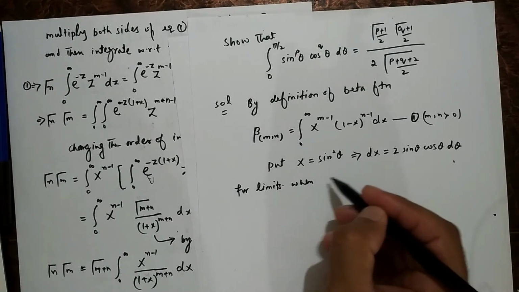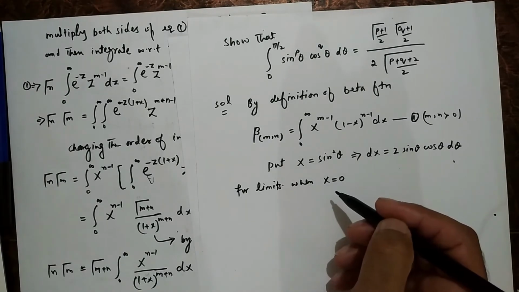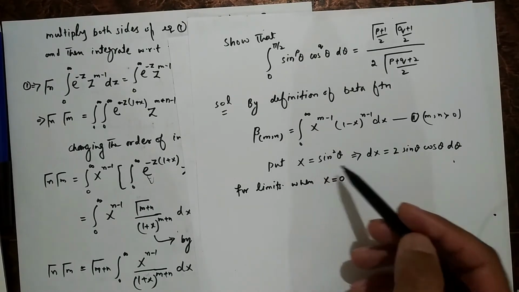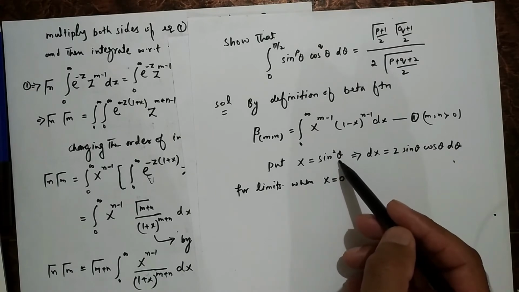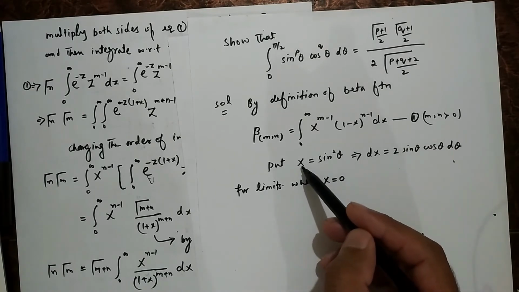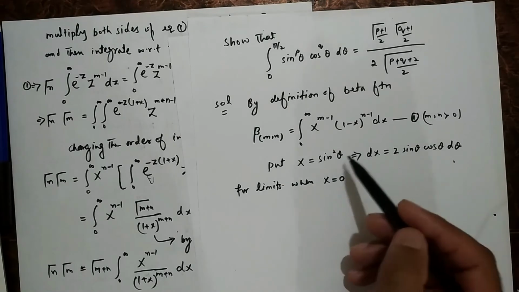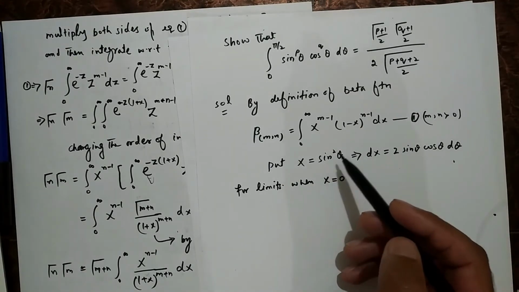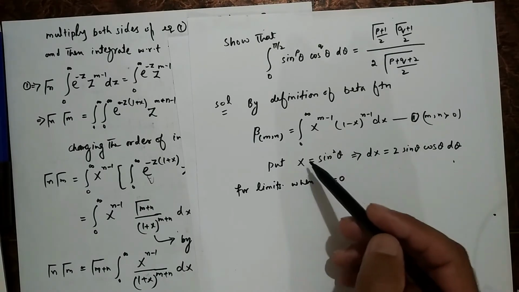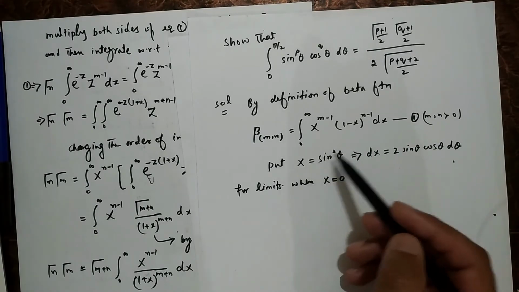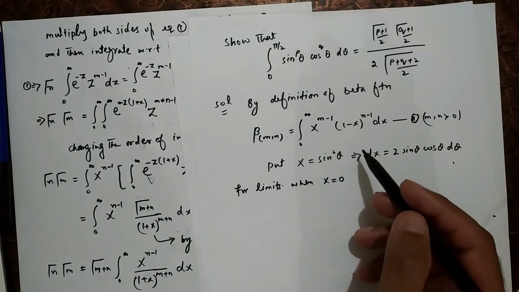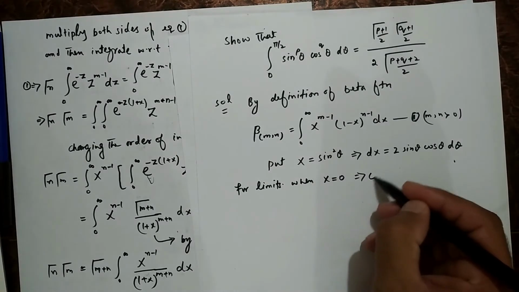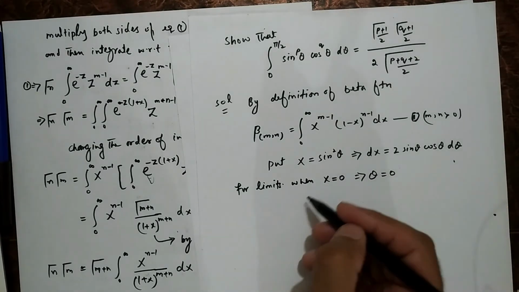When x equals 0 in this equation, solving it for theta, the variable is theta. So when we put x equals 0, theta will be equal to sine inverse of the square root of x, therefore theta will also be equal to 0.